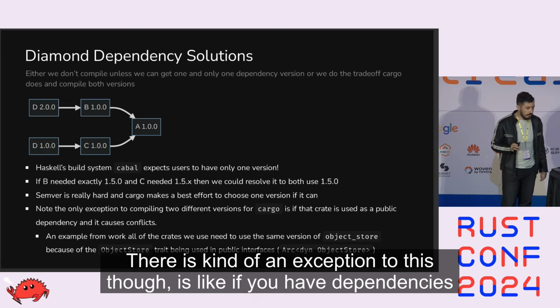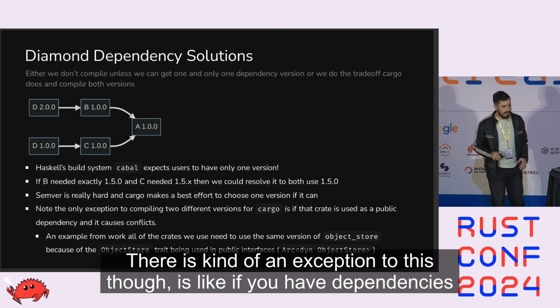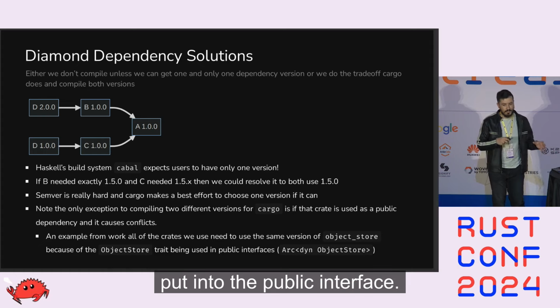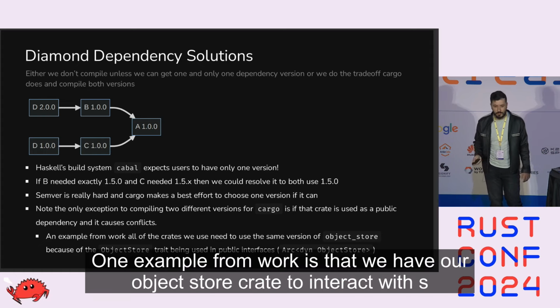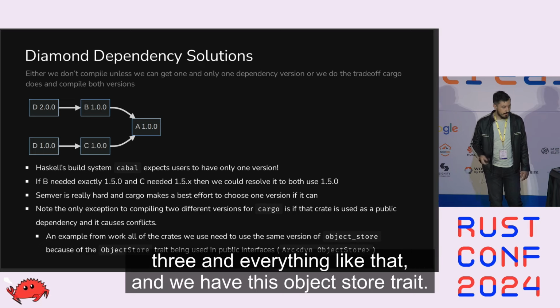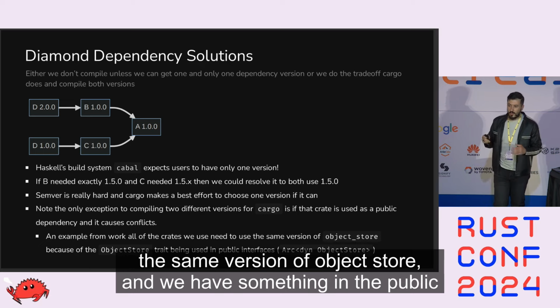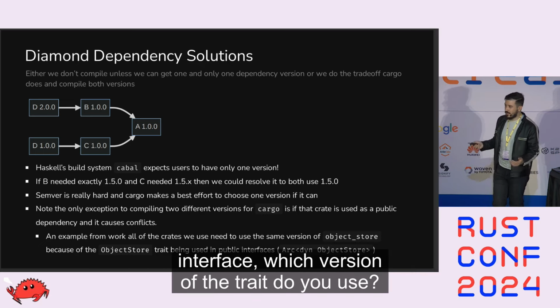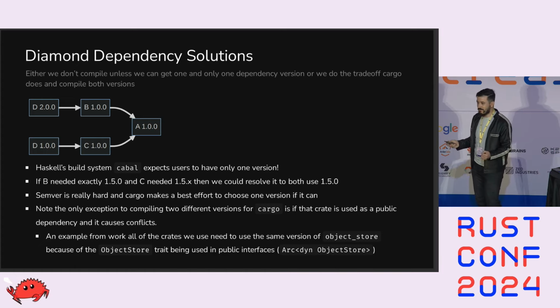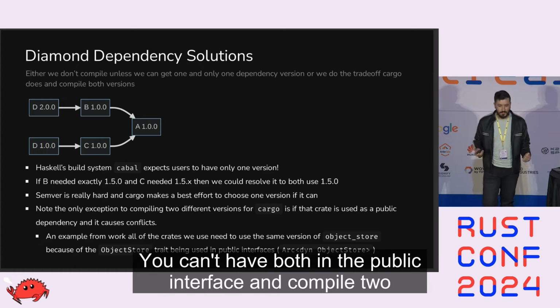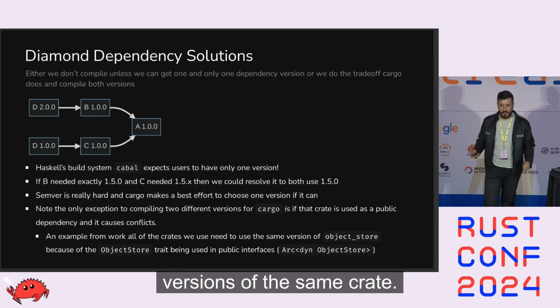There is kind of an exception to this, though, if you have dependencies put into the public interface. One example from work is that we have our object store crate to interact with S3 and everything like that, and we have this object store trait. And if we don't keep all of our dependencies in lockstep versioning, using the same version of object store, and we have something in the public interface, which version of the trait do you use? Right? You can't have both in the public interface and compile two versions of the same crate.